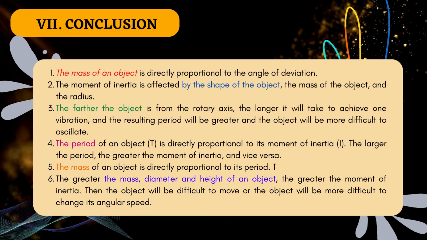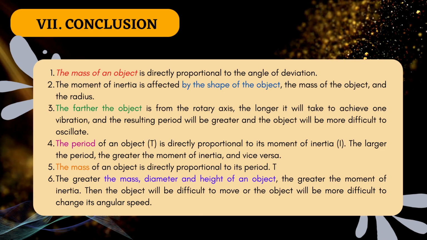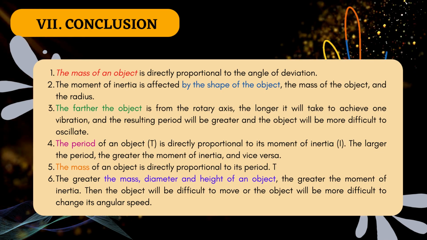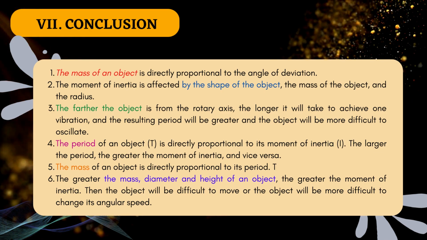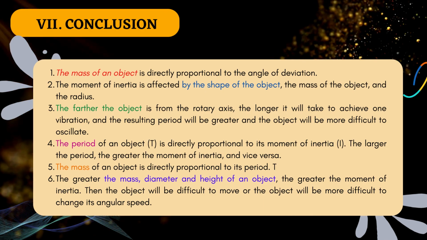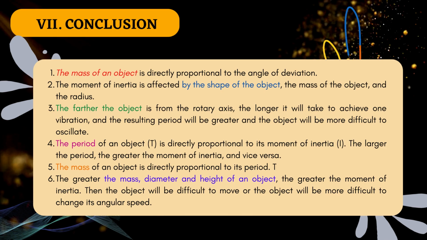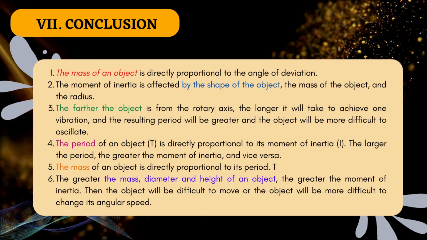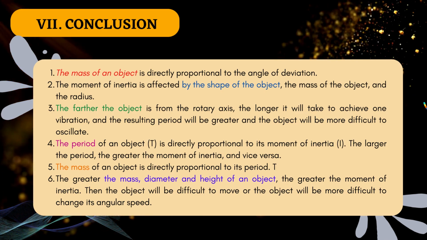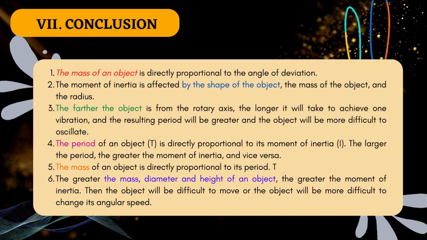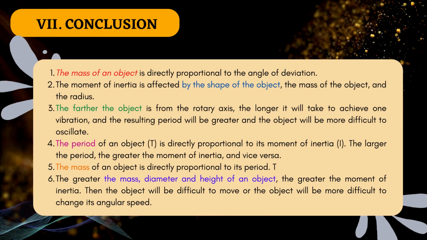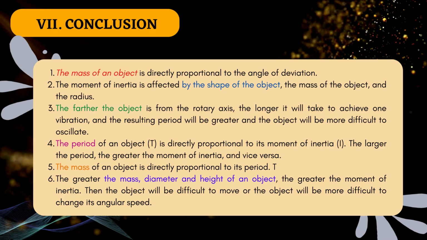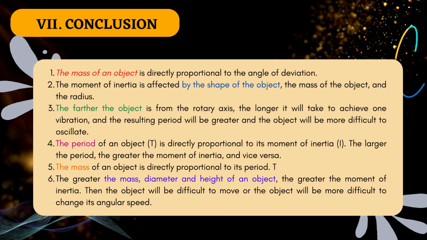Next part is the conclusion. From this practicum, it can be concluded that, first, the mass of an object is directly proportional to the angle of deviation. The greater the mass of the load or object, the greater the angle of deviation, and vice versa. Second, the moment of inertia is affected by the shape of the object or constant, the mass of the object, and the radius. Third, the farther the object is from the rotary axis, the longer it takes to achieve one vibration, the resulting period will be greater, and the object will be more difficult to oscillate.